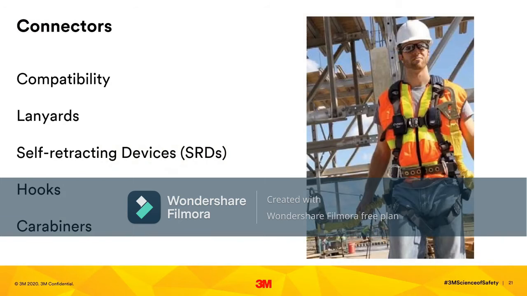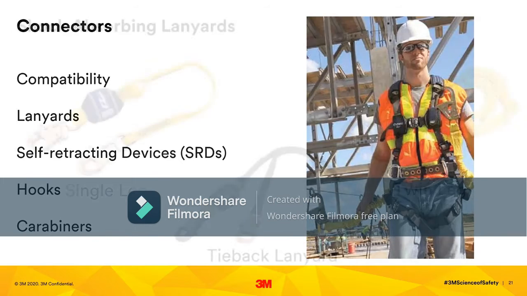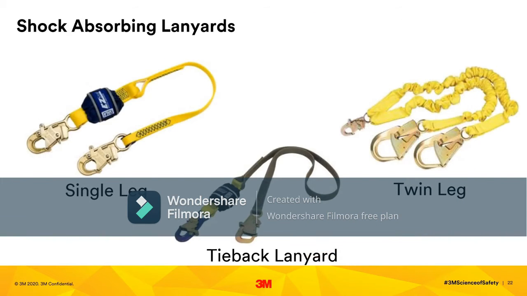Connectors are the devices that you use to attach yourself to your anchor point, and when used for fall arrest, your connecting system must have a way of absorbing energy. Examples are lanyards, hooks, carabiners, and self-retractors. When used for fall arrest, lanyards must have a means of absorbing energy, limiting the forces on the body. Additionally, they need to reduce the forces to less than 1,800 pounds according to OSHA and 900 pounds according to ANSI.